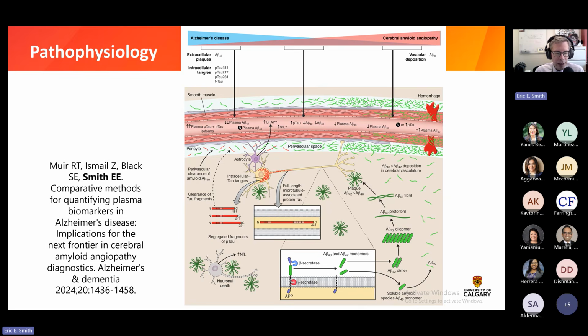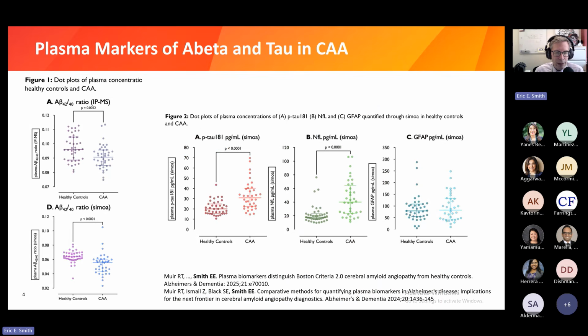And what's beginning to emerge as well is that you also see tau deposits around blood vessels affected by CAA. It's not clear where the tau is coming from or where it's derived from, but it can be seen on histochemical studies, and may also be a feature of CAA as well. And so this is something that my research group is looking into.